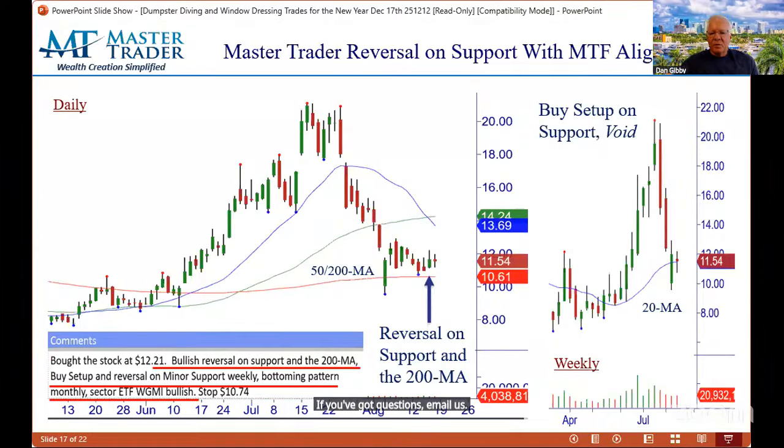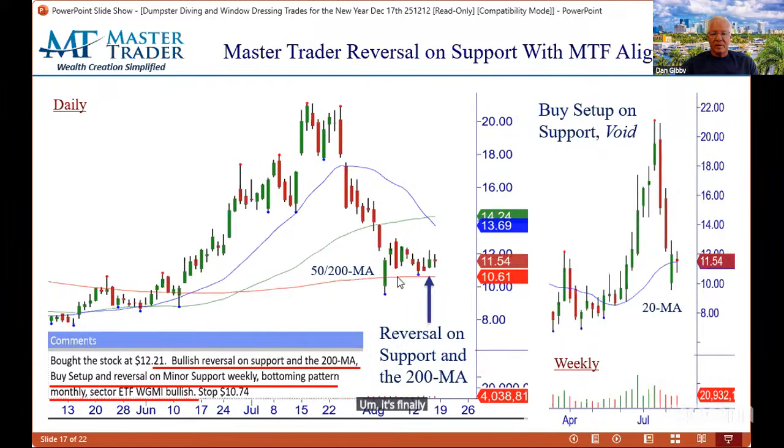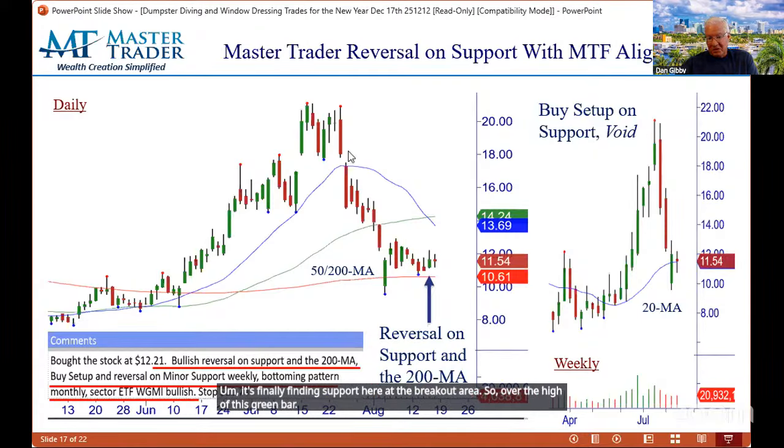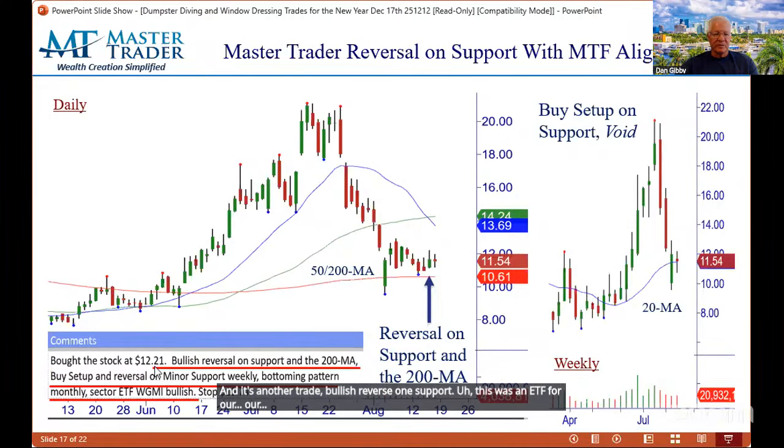Just two more examples here of pictures. So down a lot. This one's not a bottoming pattern per se, it's just a deep retracement. It's finally finding support here at the breakout area. So over the high of this green bar, I've got my price void, I got my buy setup on the weekly, and it's another trade. Bullish reversal on support. This was an ETF for our ETF investment trader.